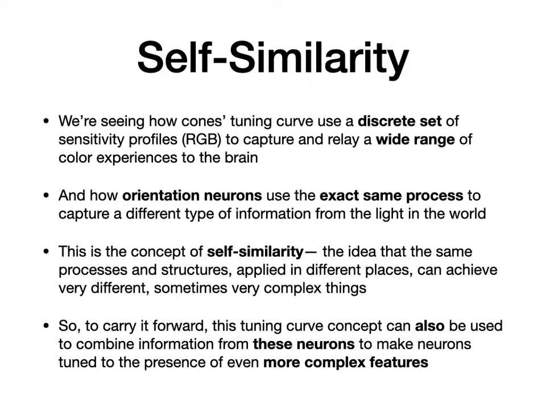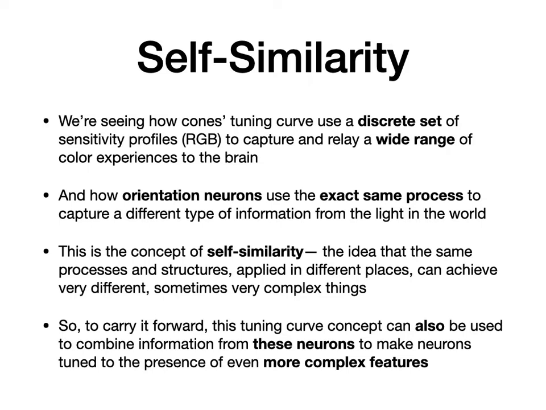This is self-similarity, and it's the idea that the same process and structure applied in different places can achieve very different and increasingly potentially complex things. So to carry this forward, you can also use this same concept of tuning curves to combine information from this step, from orientations, up into something more complex than those, right?